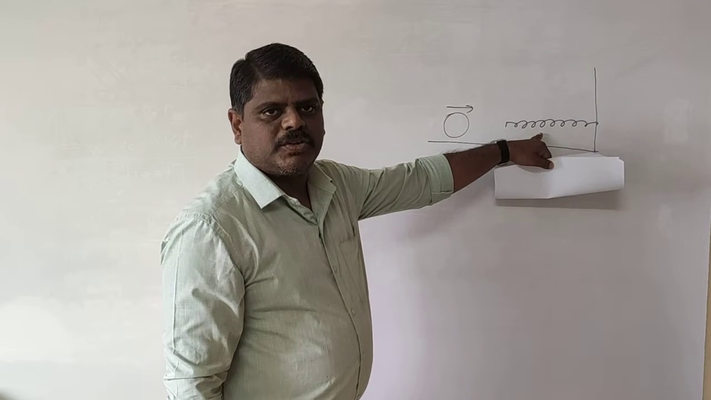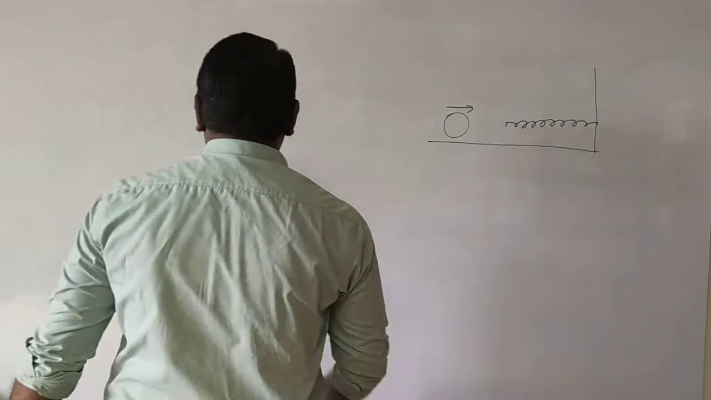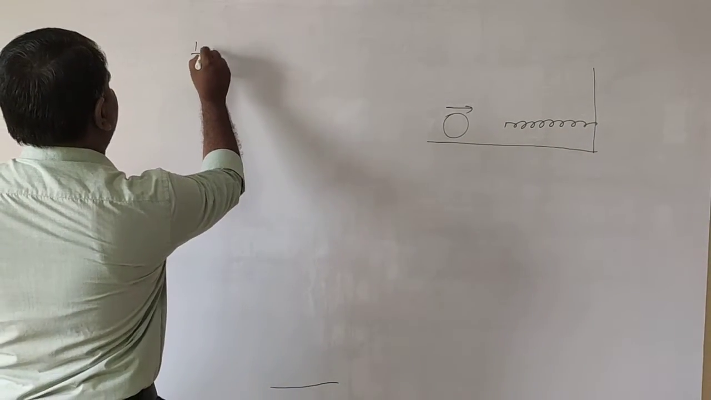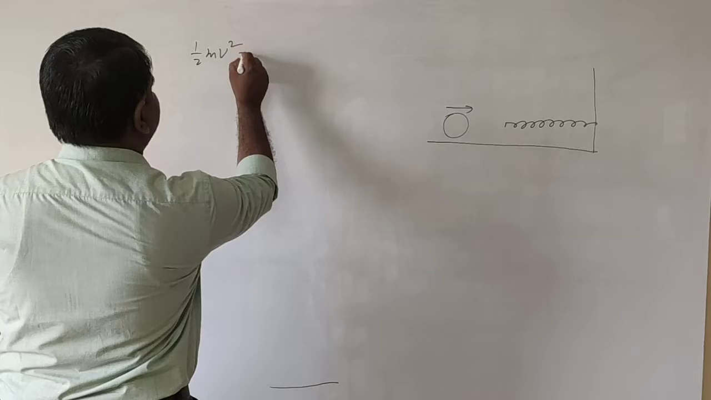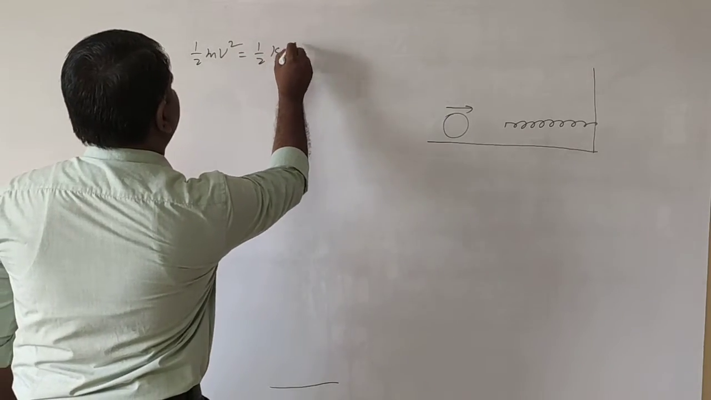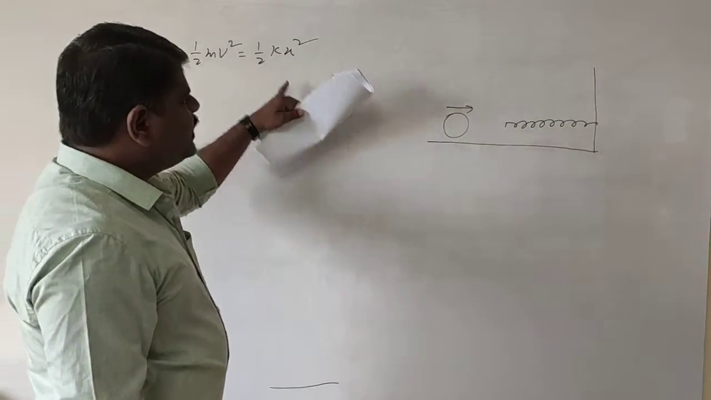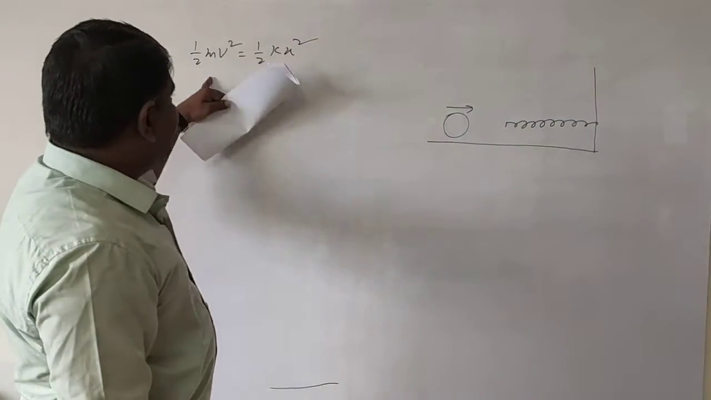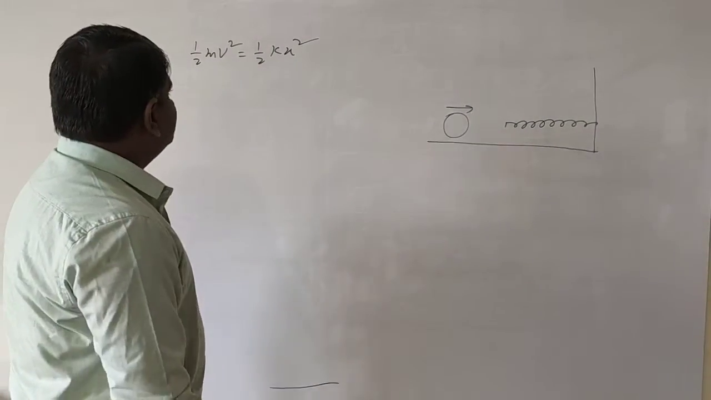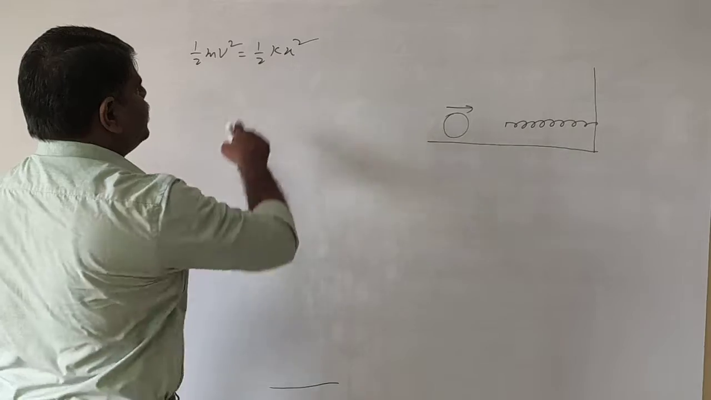is half kx square. Okay, so the kinetic energy, half mv square, is equal to half kx square. This is the potential energy stored inside the spring, and this is the kinetic energy of the ball. Okay, so we need to find out this x value. We have to find out.